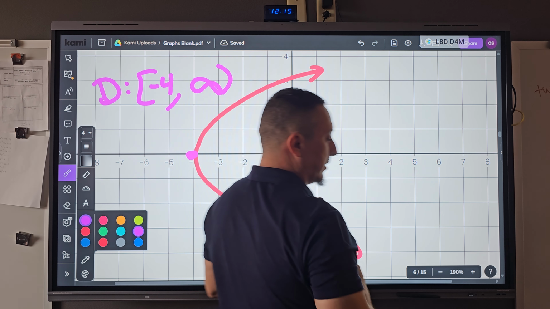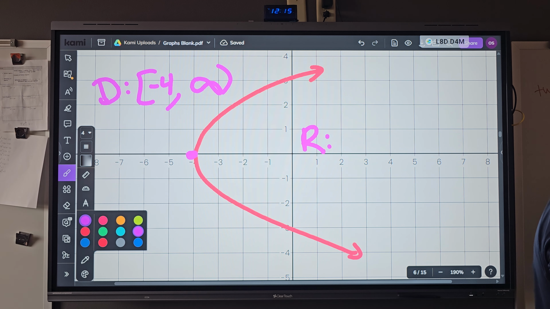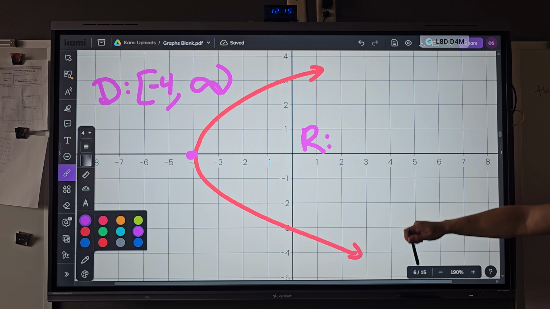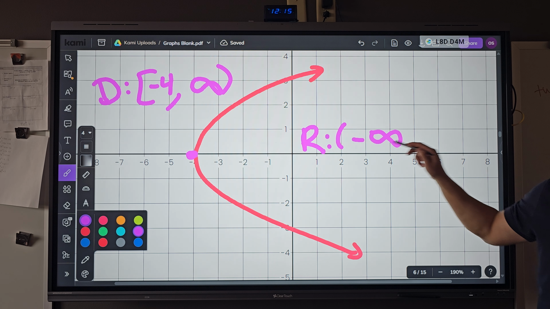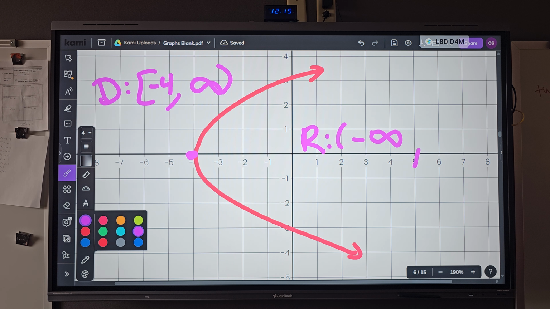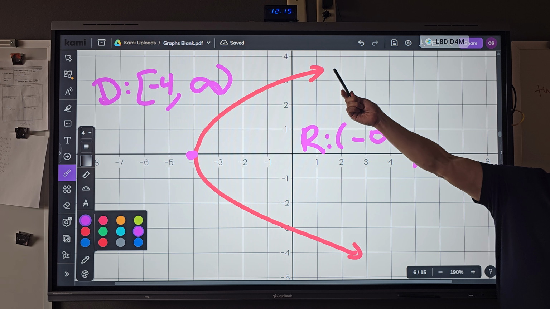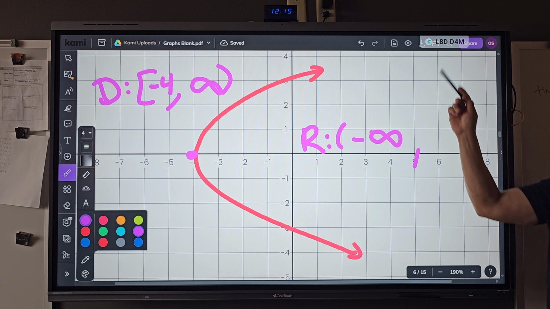Range. What's the lowest y? Negative infinity. Negative infinity, okay, because it goes down, down, down, down, down. So, negative infinity. What's the highest y? Positive infinity, right? Because it goes up, up, up, up, up, up.